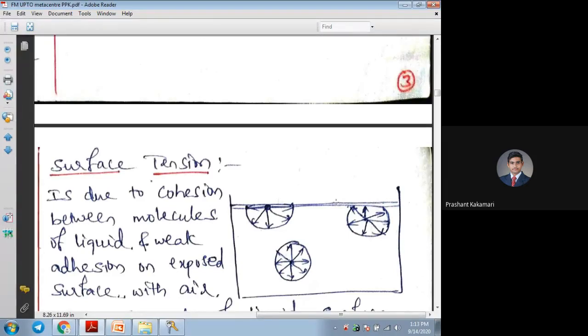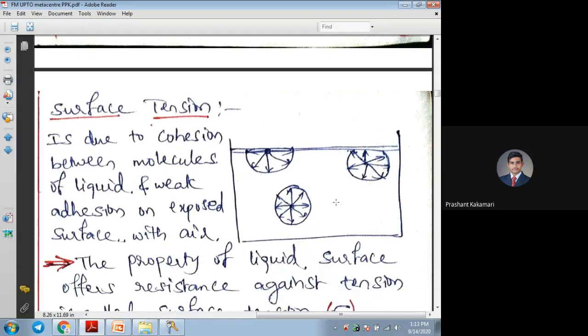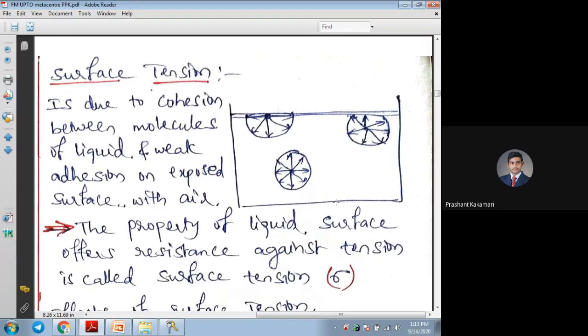So this surface can sustain some load, or the property of the liquid at the surface offers some resistance against the tension, is called surface tension. By the word itself, you can remember the definition. That is, the tension developed by the liquid surface to resist some external forces is called surface tension. That is denoted by sigma here in the bracket.